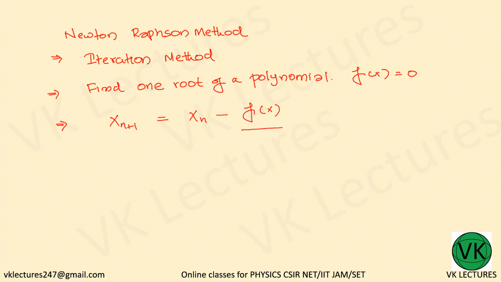divided by f dash of x, where xn plus 1 is the n plus 1th value of x, that is the iteration value of x. This is the nth value, that is the present value. F dash of x is the first derivative of the function f of x, first derivative.